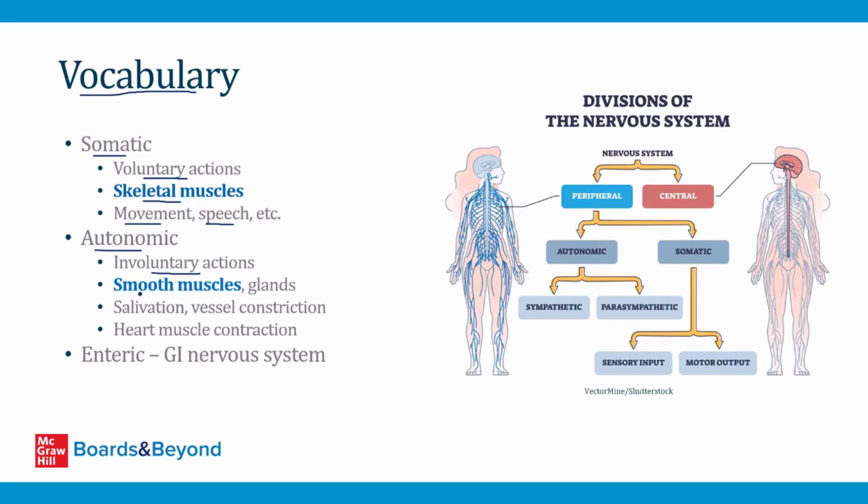So things like contraction of smooth muscles, glands, things like salivation and vessel constriction, things like heart muscle contraction. We can't make or stop any of these things from happening. They're not under our voluntary control, but they are controlled by nerves, and those nerves are part of the autonomic nervous system. And then finally, sometimes we'll talk about the enteric nervous system.